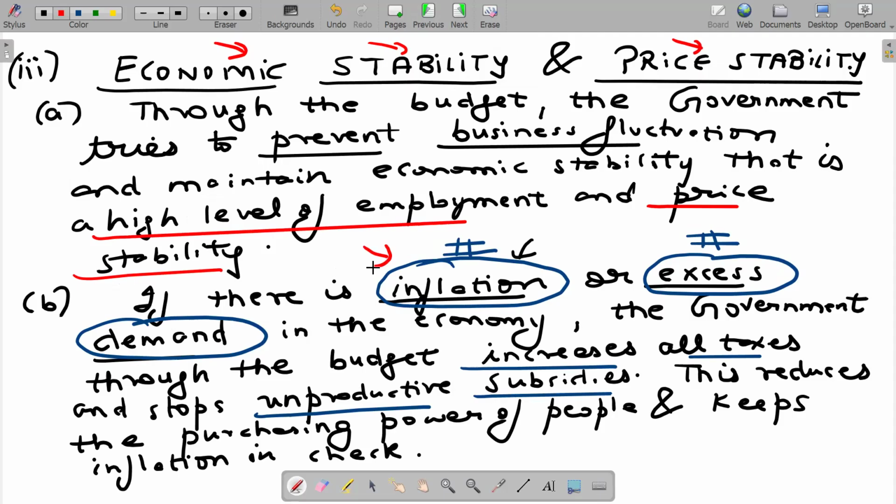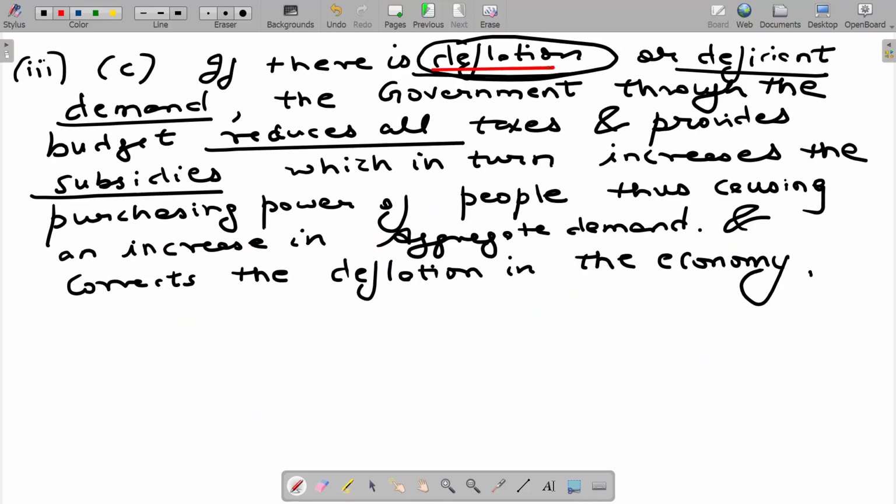If there is inflation, which happens because of excess demand, the government will take measures to cut down on demand. Government can cut down on demand by increasing taxes and removing the unproductive subsidies, which will reduce the purchasing power of the people and will keep inflation in check. On the other hand, if there is deflation or deficient demand, the government is going to aim at reducing the taxes and providing the subsidies, which in turn will increase the purchasing power of the people, thus increasing the aggregate demand and keeping deflation in check.